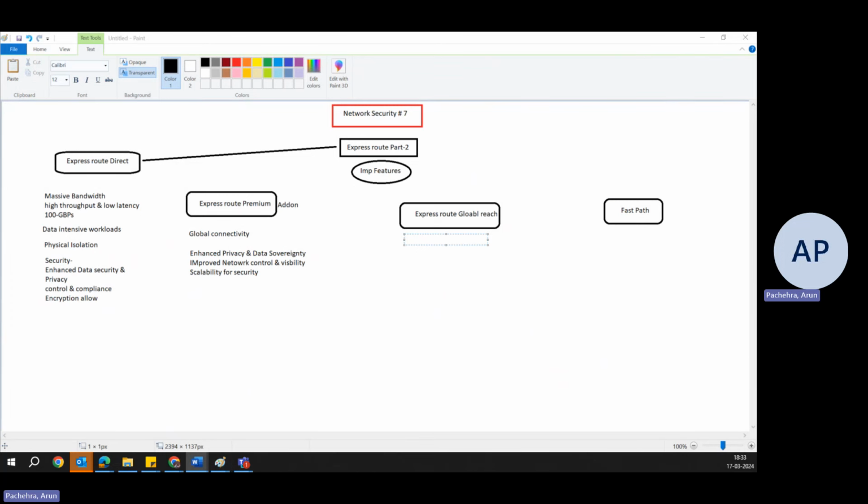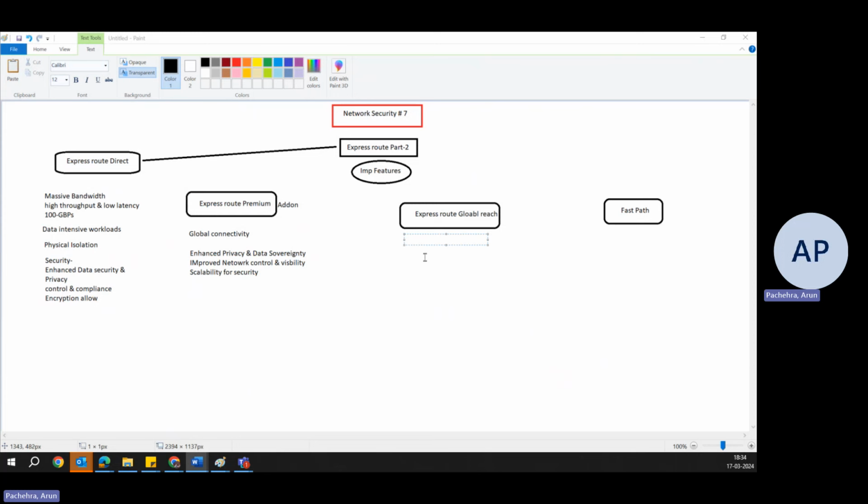ExpressRoute Global Reach bridges the gap between distinct on-premises networks by leveraging the backbone of Microsoft's global network. With Global Reach, if you have on-premises networks connected to Azure through ExpressRoute in different regions, you can use ExpressRoute circuits to directly link these on-premises networks together. This direct connectivity is achieved without routing through the public internet, ensuring a secure and reliable communication channel. That's what it is doing.